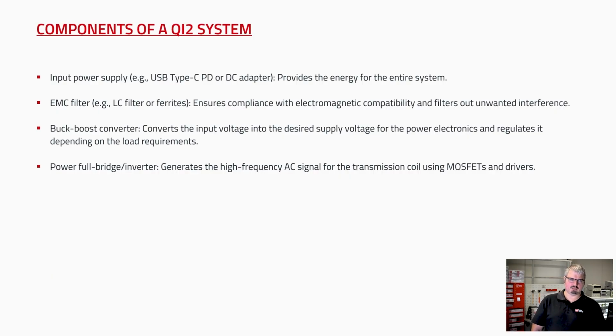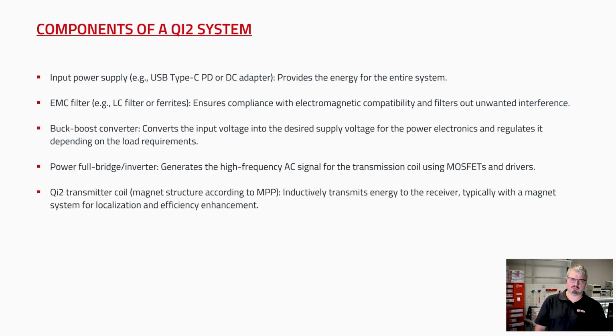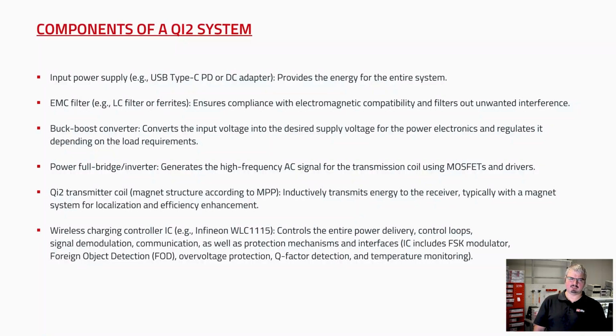Also, an important part is a power full bridge inverter, which generates the high frequency AC signal for the transmission using MOSFETs and drivers. And then the most important component is the Qi2 transmitter coil, which uses a magnet structure according to the magnetic power profile, and then it inductively transmits energy to the receiver, typically with a magnet system for localization and efficiency enhancement.